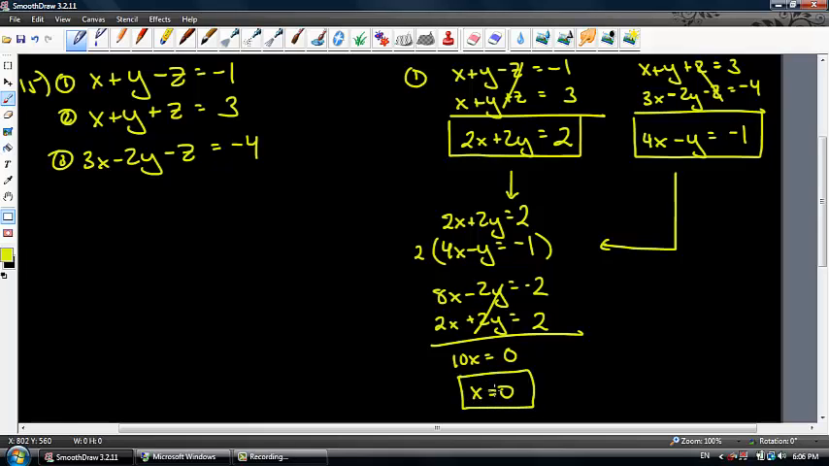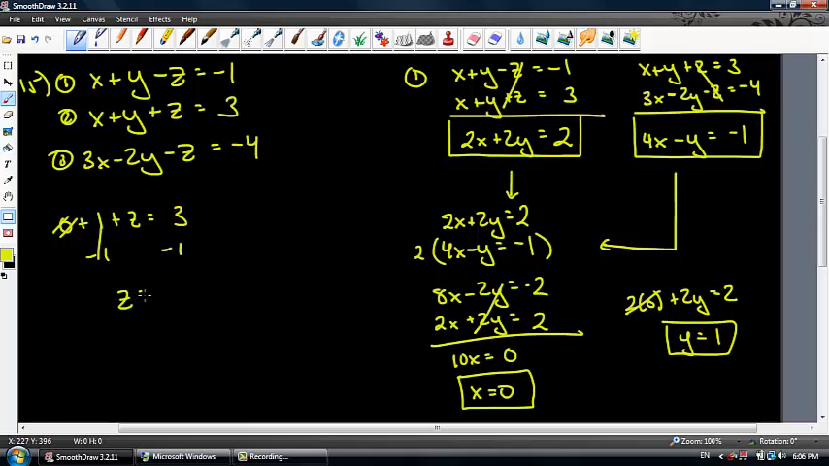Once I've solved for one of the variables, I have to go back. It's like I've dug a hole and I need to go back up through the layers. So the first layer is one of these 2 by 2s. In order to solve for y, let me plug 0 into this left side equation here. So I'm going to get 2 times 0 plus 2y equals 2. That's going to go away. y equals 1. Now that I have x and y, I go back to the original and try to solve for z. I'm going to choose equation 2. I've got 0 plus 1 plus z equals 3. That's gone. I'm going to subtract 1 from both sides. z equals 2.